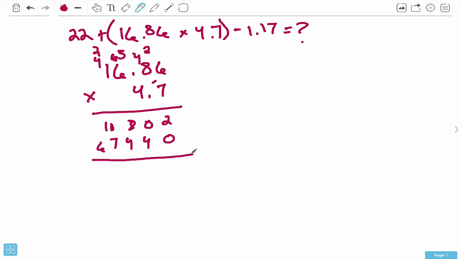So we have 2, 4, 8, that's an 8, and that's a 4. Let me double check. Yeah, that's a 4. So 8 plus 4 is 12. Carry the 1. 7 plus 1 is 8, plus 1 is 9. 6 plus 1 is 7. So the answer is 7, 9, 2, 4, 2. Now remember, we have one decimal place here. We have two decimal places here. So that's a total of 3 decimal places.